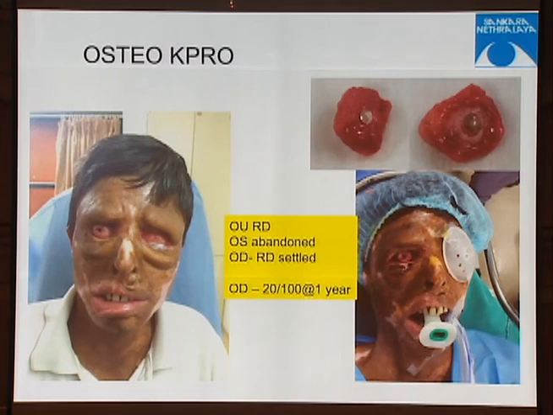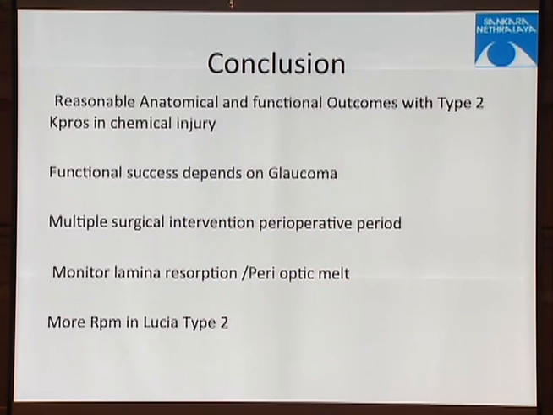So to conclude, you could expect reasonable anatomical and functional outcomes with type 2 keratoprosthesis and chemical injury. Functional success probably depends on the initial impact of glaucoma and how we are able to control it. Multiple surgical interventions would be needed in the perioperative period in these patients. Lamina resorption still is a concern as far as OKP is concerned, and peri-optic melt is a concern as far as Lucia is concerned. We've seen more of retroprosthetic membrane in Lucia as compared to the osteokeratoprosthesis, MOOKP.